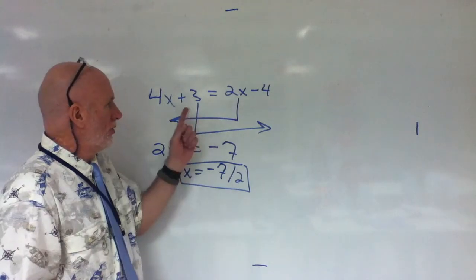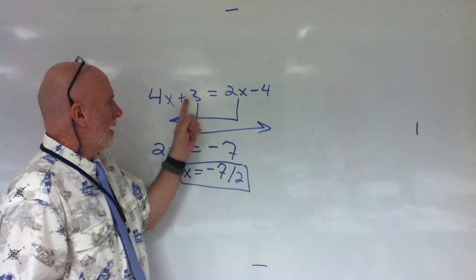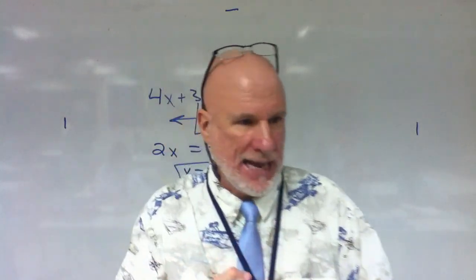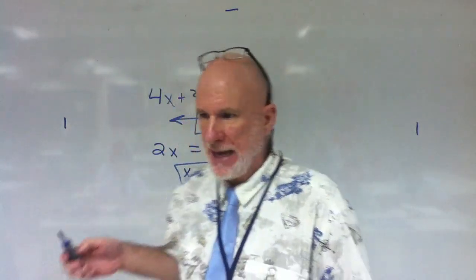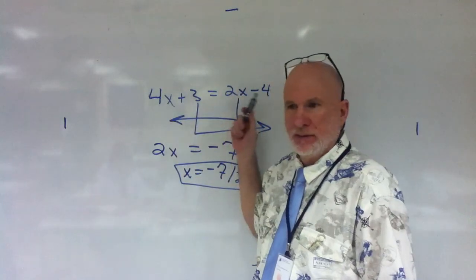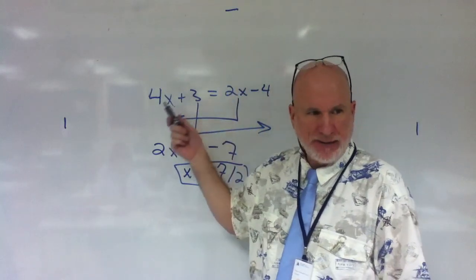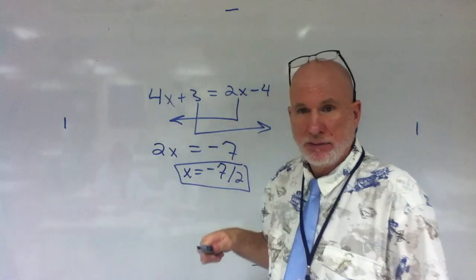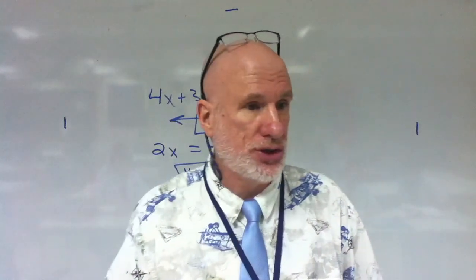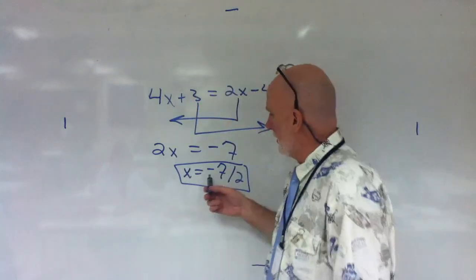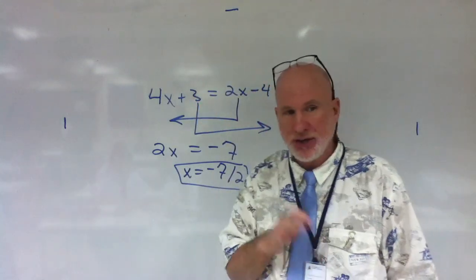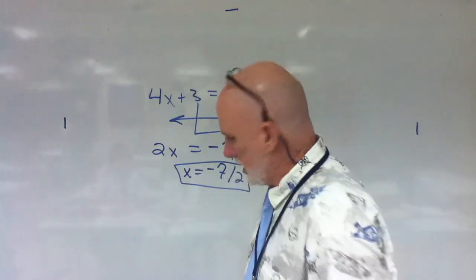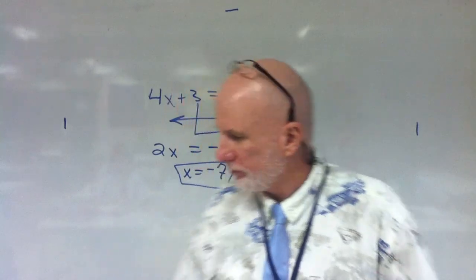What I had to do was two things. I wanted to isolate x, so I had to add and subtract terms from both sides, correct? And then I had to divide through by 2 in order to generate the solution, which would be negative 7/2. Are you all right with that? Now, let's do this.